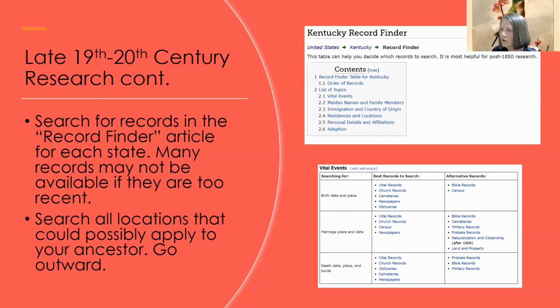And again, search all the locations. Even if you think that your ancestor just lived in Kentucky, if you cannot find a birth record anywhere in Kentucky, then move out. Especially with counties, find the county. If you can't find the county, start with the most likely county, and then move out to the surrounding counties and out to those surrounding counties. It's very important to search in the United States, particularly any location that could possibly apply to your ancestor, and go outward from there.